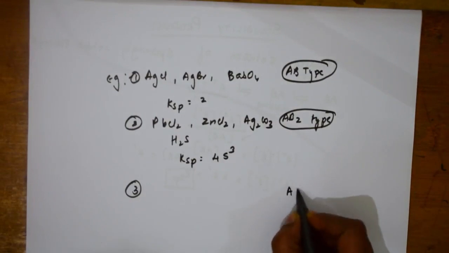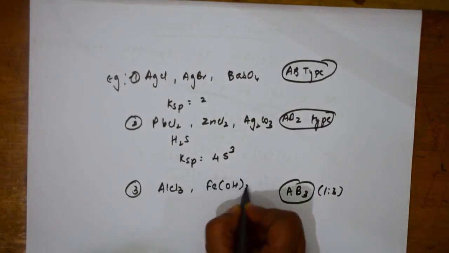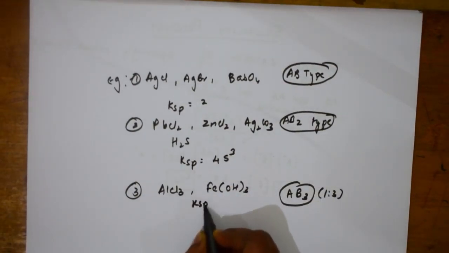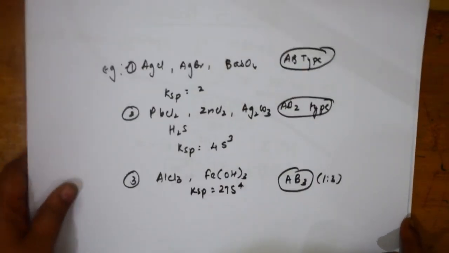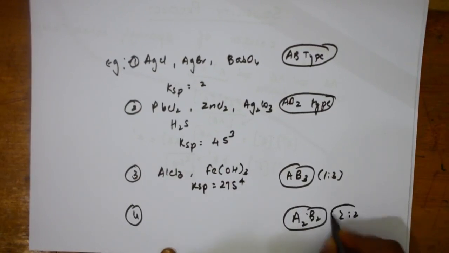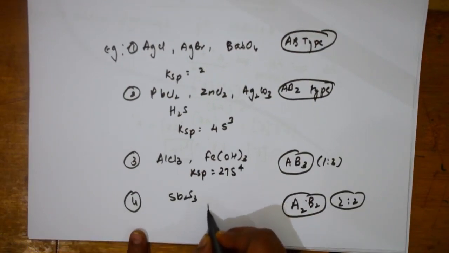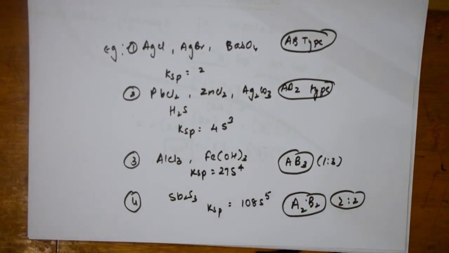Suppose I have to write AB3 type, that is 1 is to 3 type. Examples: aluminium chloride, ferric hydroxide. Here, when you raise the charge in cube, Ksp becomes equal to 27 s to the power of 4. Suppose you take one more, A2B2 type, 2 is to 2 ratio, like Sb2S3. Here Ksp, if you raise the power, is equal to 108 s to the power of 5. This is how you are going to write it.